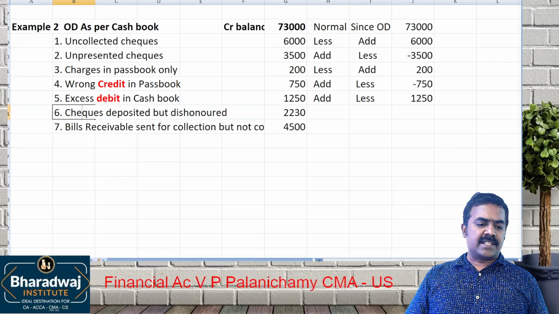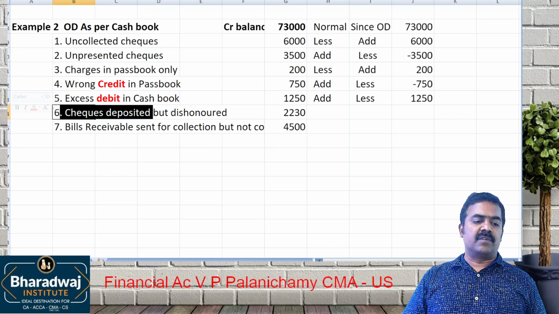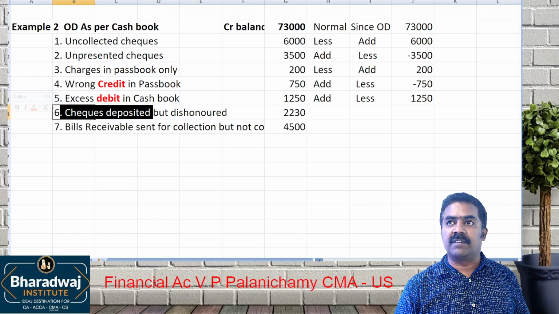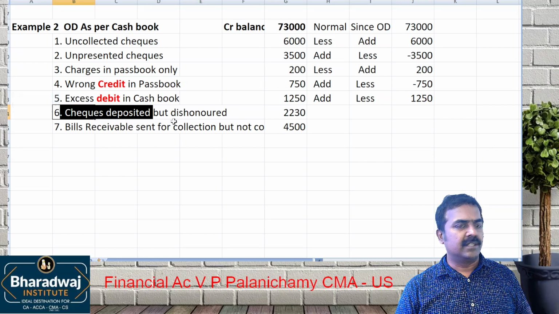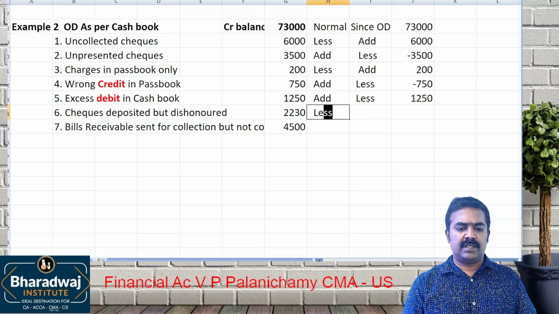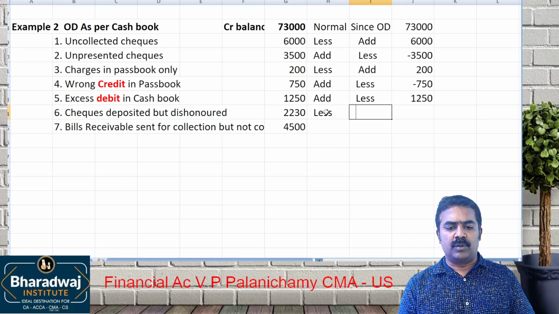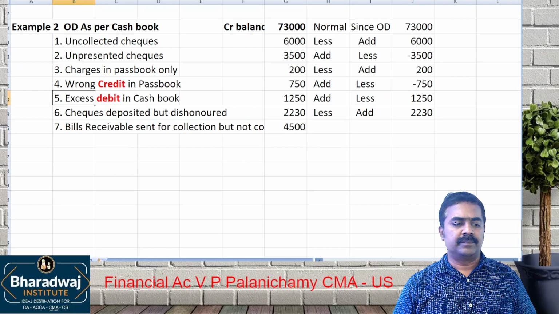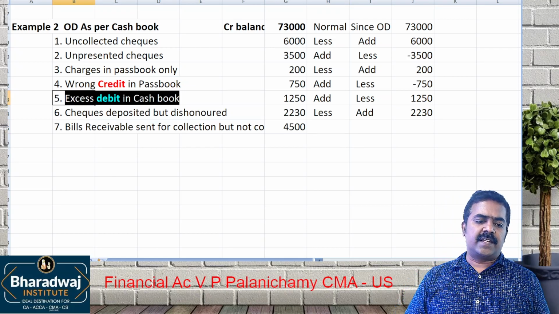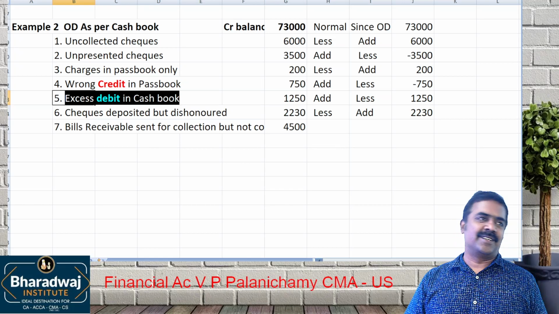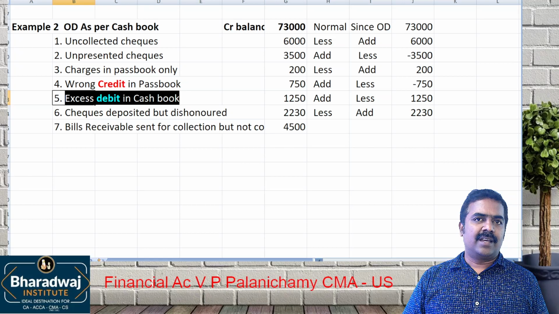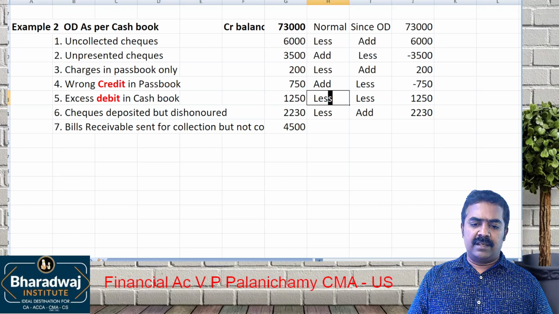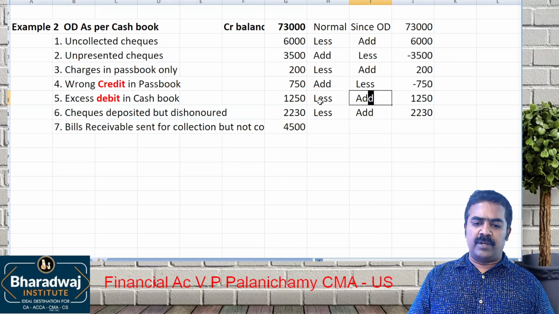Then checks deposited. While depositing the check, we would have added. Has the banker added? No. For normal, we would reduce. But OD starting point, okay. So, I'll reconcile. Excess debit, oh sorry, I took excess credit, sorry. Excess debit in cash book. We have added extra. OD is the starting point, so okay. In normal, we would have reduced, so OD will add 1,000.